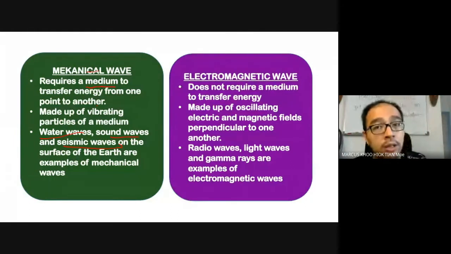In contrast to that, an electromagnetic wave is a wave that does not require a medium. Okay, and examples are light waves. For example, the sunlight that comes to us, right? As it travels through space, there is no air in space. There are no air molecules in space. And so light can still come to us, because it does not require a medium to transfer the energy.